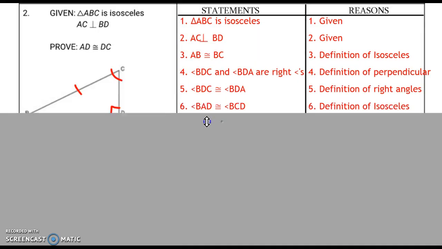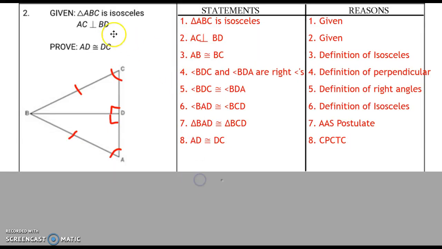All right, here's the second proof. In the second proof, it asks us to prove that AD is congruent to DC. You can tell in this proof, it's asking us not to prove the two triangles are congruent. It's asking us to bring it one step further so that the corresponding parts are congruent. Again, we're given that it's isosceles, and we've also given that AC is perpendicular to BD.